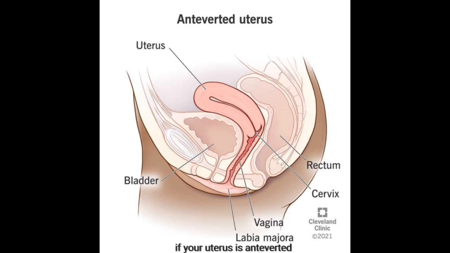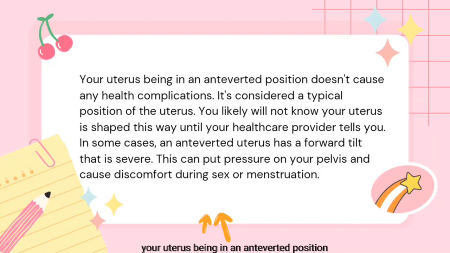If your uterus is anteverted, the top part of your uterus is aimed at your pubic bone and your cervix is aimed towards your rectum. An anteverted uterus typically sits on top and slightly behind the bladder and in front of your rectum. Your uterus being in an anteverted position doesn't cause any health complications. It's considered a typical position of the uterus. You likely will not know your uterus is shaped this way until your healthcare provider tells you.